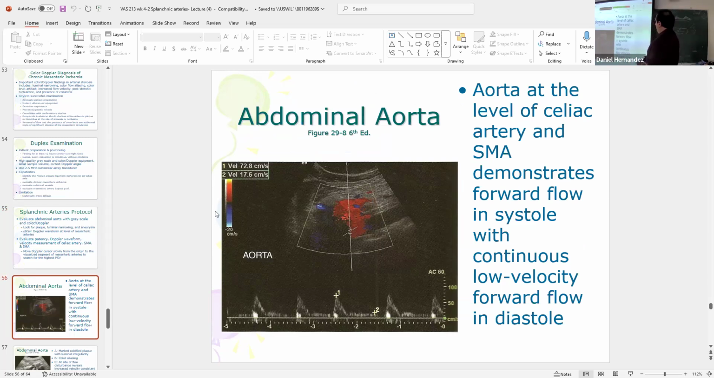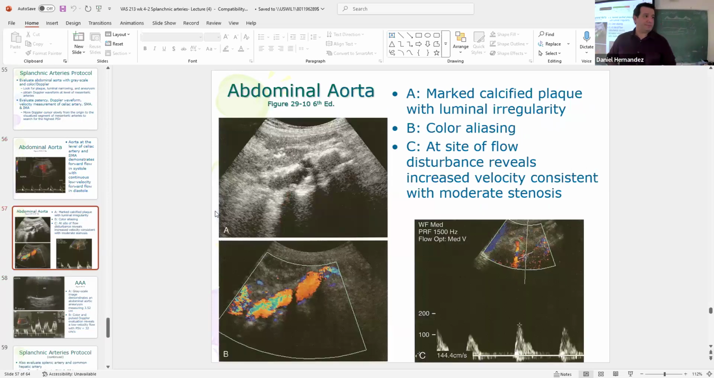So the abdominal aorta at the level of the celiac artery and SMA demonstrates forward flow in systole, with some continuous forward flow through diastole. So we'd expect that, to have some diastolic flow at this level. I mentioned, if an aorta is aneurysmal, the velocities are going to slow down. That might impact the velocities that you get.